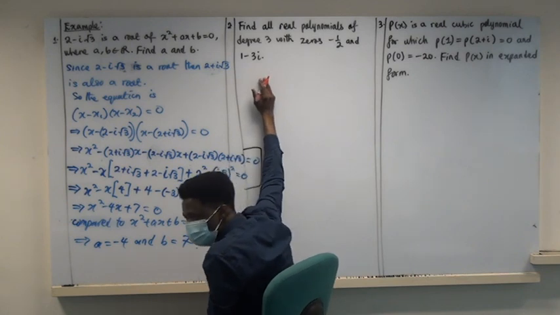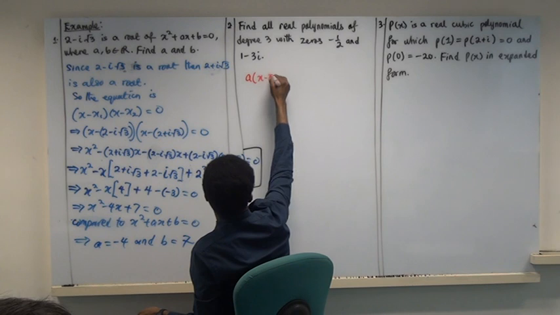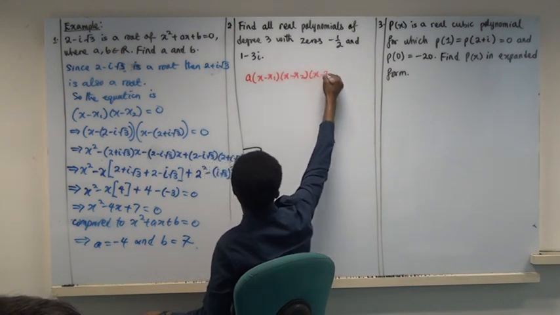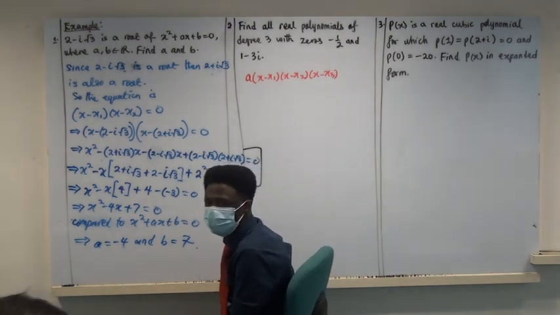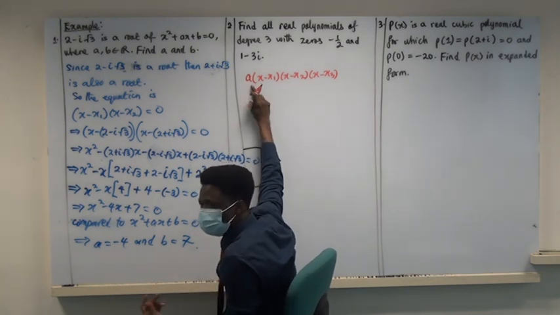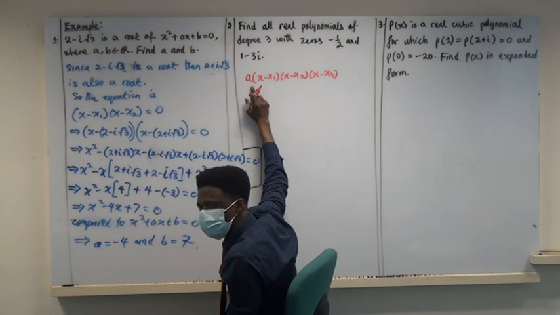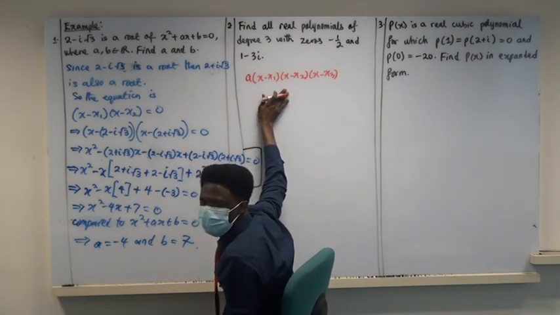All real polynomials means it's going to be in the form A, x minus x1, x minus x2, x minus x3. So that's the polynomial. So we don't know what A is. Whatever A is, for different values of A, you get different polynomials. And each of them still has x1, x2, and x3 as the roots.